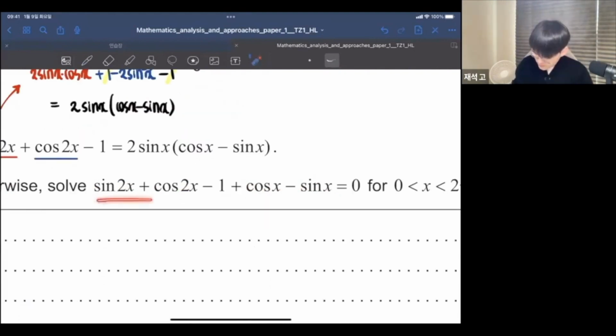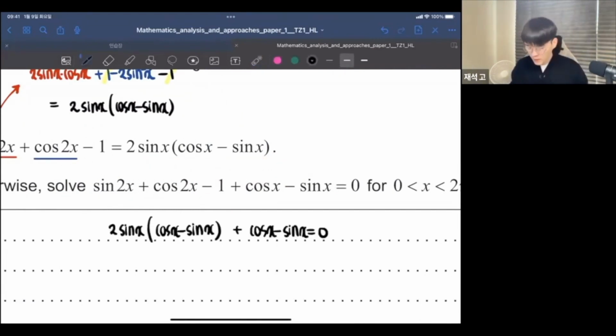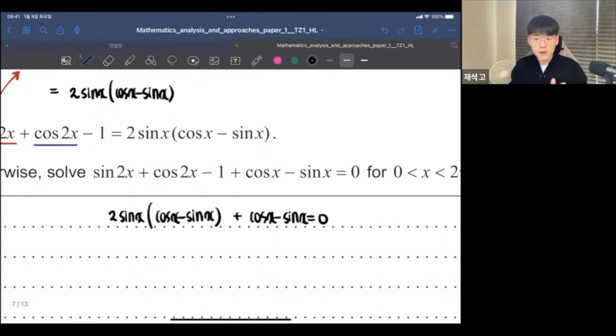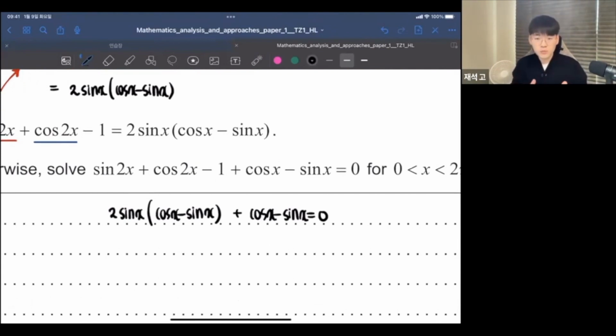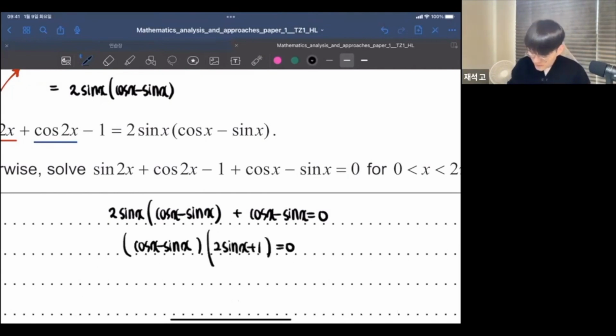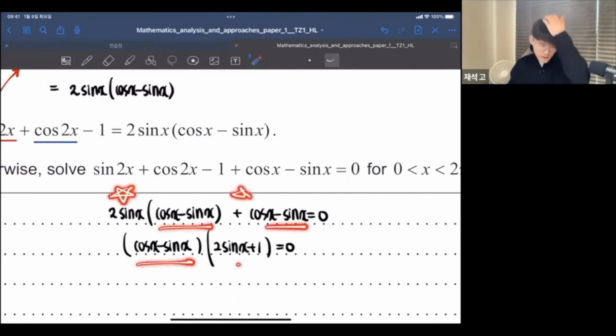Obviously, same thing here. So let's fix this part like this. 2 sin multiplied by cos minus sin, huh? Seems like they're grouping it with cos minus sin, right? That's right. Whenever you factorize an equation, you group it with cos minus sin. When I grouped it with cos minus sin, I got 2 sin in the back, plus 1.